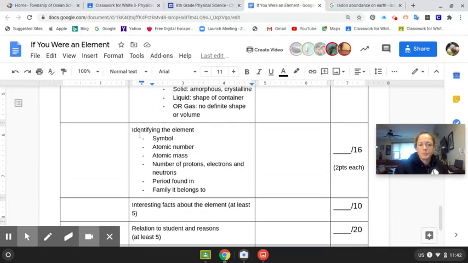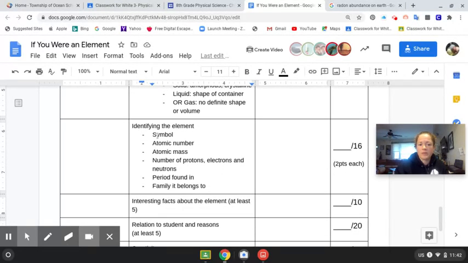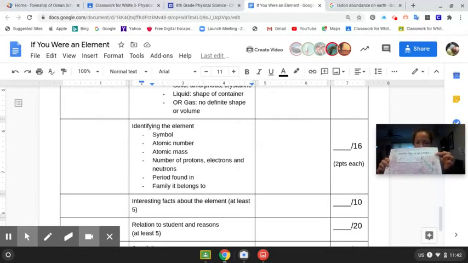Then you're going to identify the element. So the symbol has to be part of your project, the atomic number, the atomic mass, the number of protons, electrons, and neutrons. Again, all of that is going to be found inside of the box on the periodic table. Very straightforward, super easy. If you don't remember how to identify it, you should have already taken notes, which is on the inside here. We did it for boron.